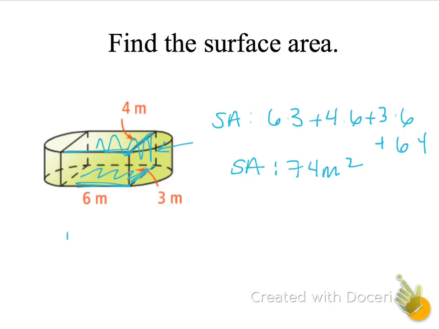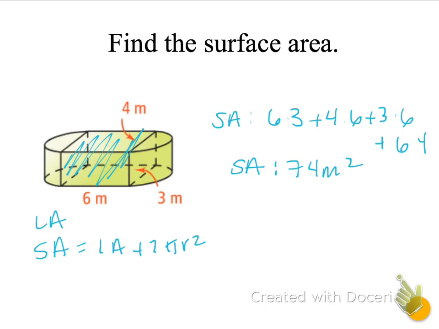And now we have to do that cylinder that's split in half. If I took out this center rectangle and smushed those two sides together, it's going to be a cylinder. So we're going to find the surface area of that cylinder. The surface area of a cylinder equation was the lateral area plus 2 pi radius squared. So let's go back to lateral area, which was 2 pi times your radius times your height.